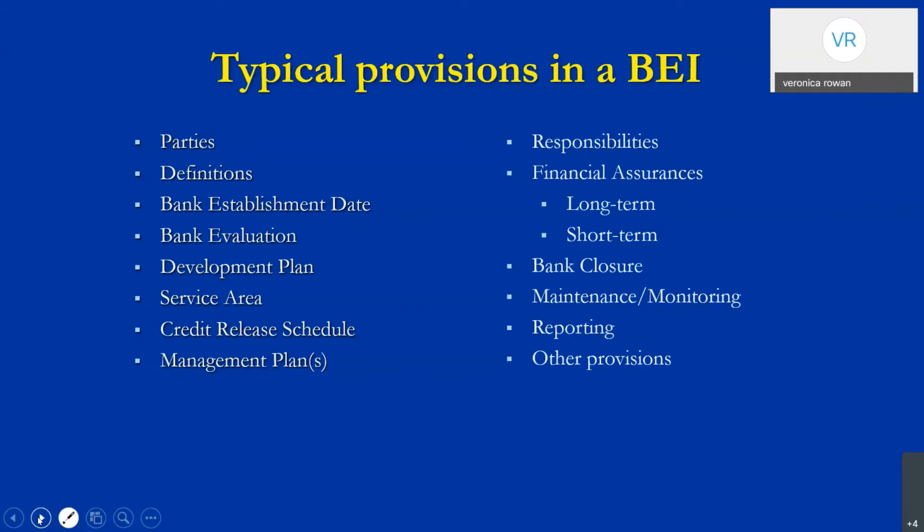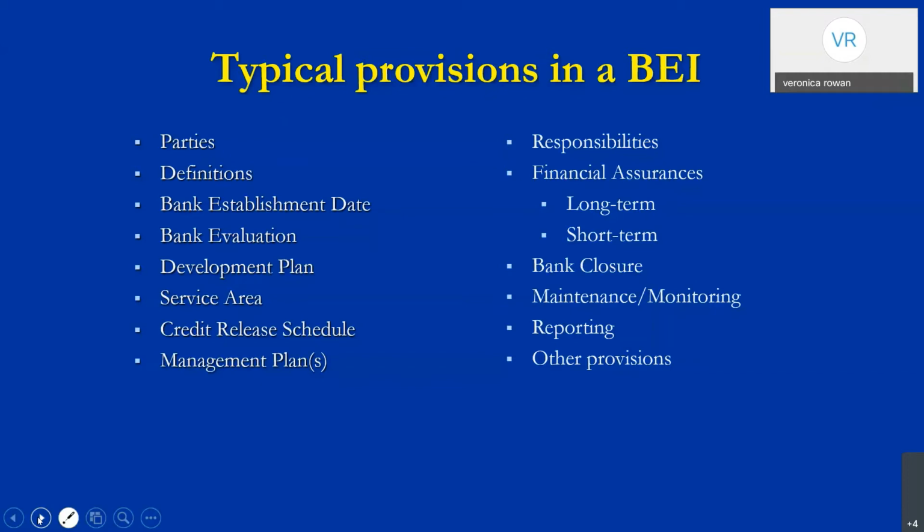Responsibilities can differ, and these are for the property owner, the bank sponsor, and also the agencies, and the responsibilities can differ depending on whether the bank is open or closed. So there's usually some discussion in the BEI of what the responsibilities are when the bank is operating and when it's closed, which means that all the anticipated credits have been sold.